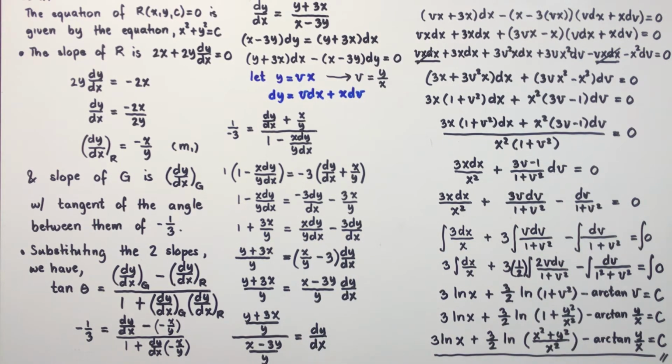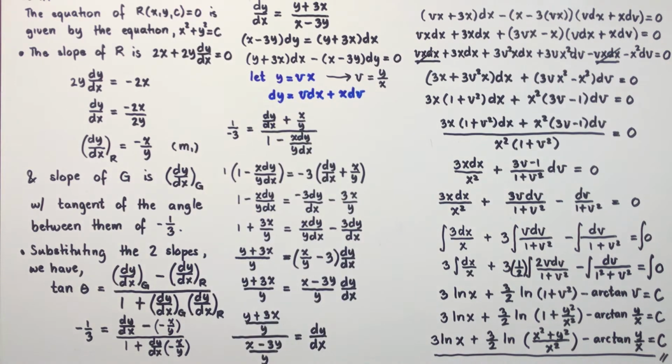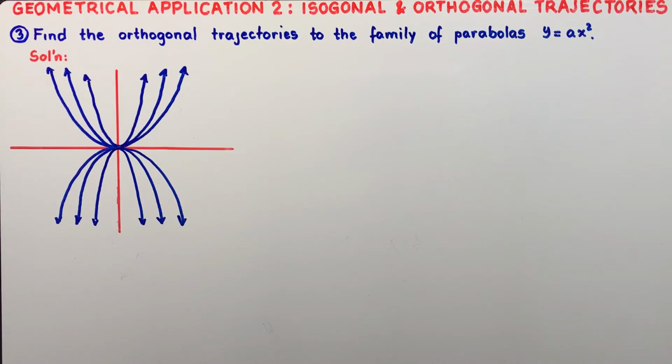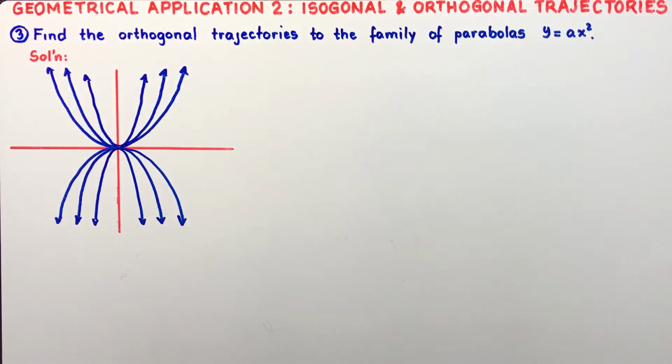And this is our equation of the isogonal trajectories, wherein each curve of this family of curves intersects each curve of the family of curves, which is x squared plus y squared equals c, at an angle whose tangent is negative 1/3. So let's proceed to our example number 3. Find the orthogonal trajectories to the family of parabolas y equals ax squared.